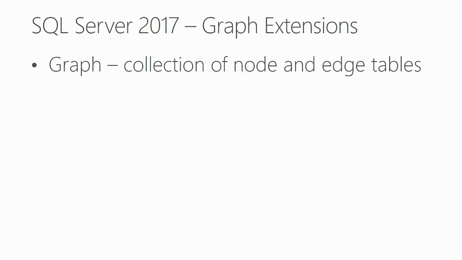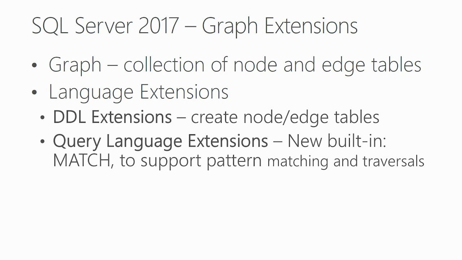Now let's look at what is new in SQL Server 2017 or Azure SQL Database. So now you can create a graph in your database. There can be only one graph per database. You can create multiple logical graphs, but they eventually belong to the same physical graph. There are some language extensions, DDL extensions, which will allow you to create nodes and edges, node or edge tables, and query language extensions, which will allow you to write pattern matching or graph traversal queries.